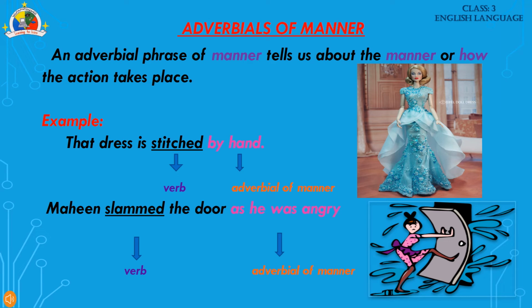Look at the second example. Mahin slammed the door as she was angry. Here, as she was angry is an adverbial phrase of manner, as it tells us how she slammed the door. She slammed the door in an angry manner. So remember, adverbials of manner answer the question how.